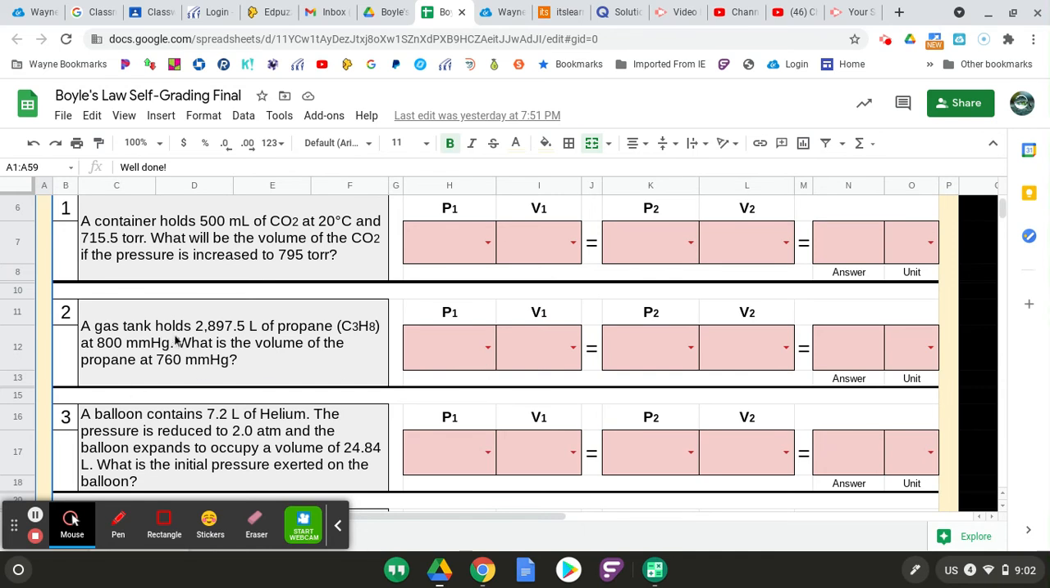So you read number 2, it says that a gas tank holds 2,897.5 liters of propane at 800 millimeters of mercury. What is the volume of the propane at 760 millimeters of mercury? So we know that liter is a volume, so that's V1, and 800 millimeters of mercury, Hg, that is a P, that's P1. So we'll go ahead and mark our P1 and our V1. What is the volume? V2 is what we're solving for, so we'll leave that blank. And 760 is our P2.